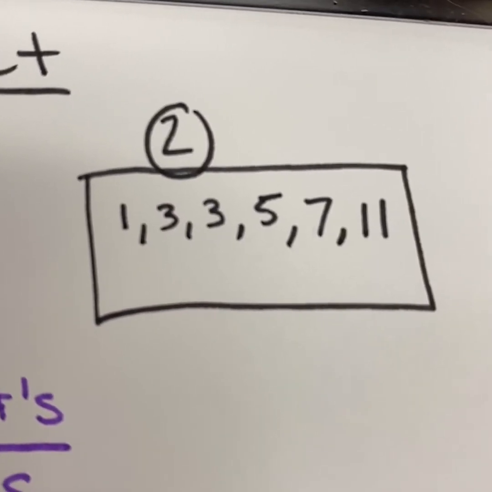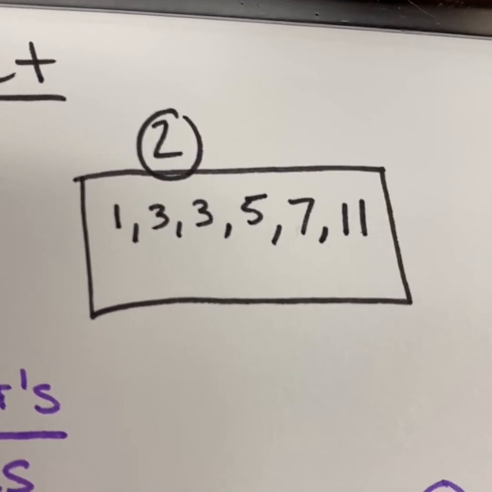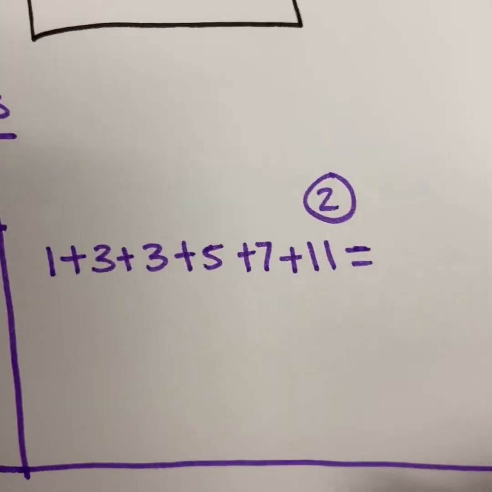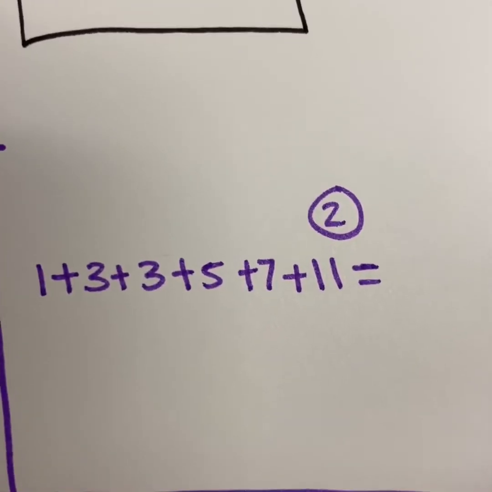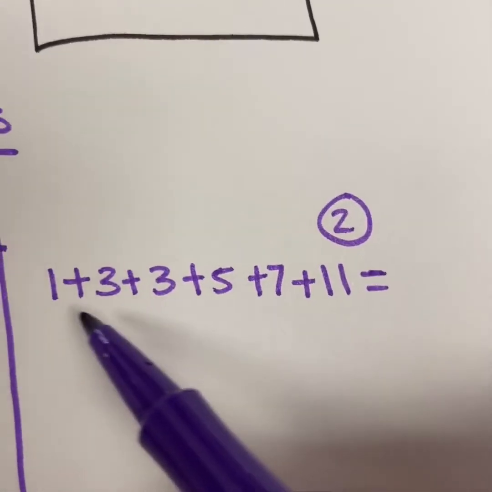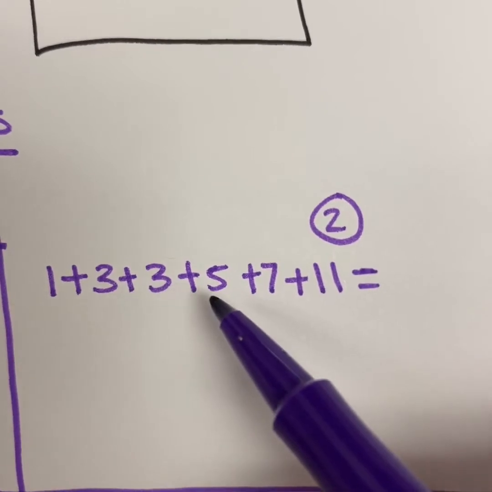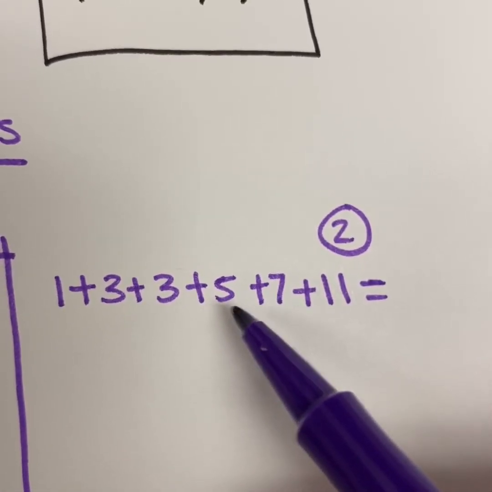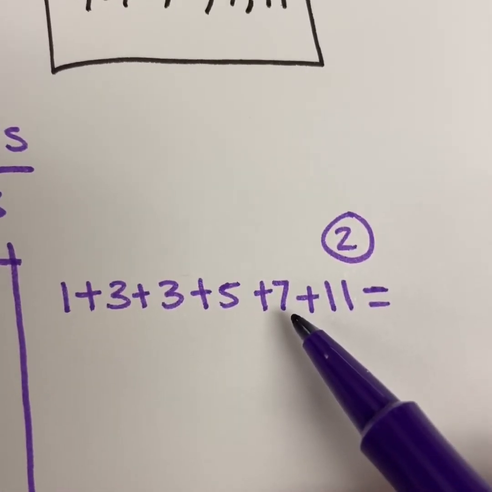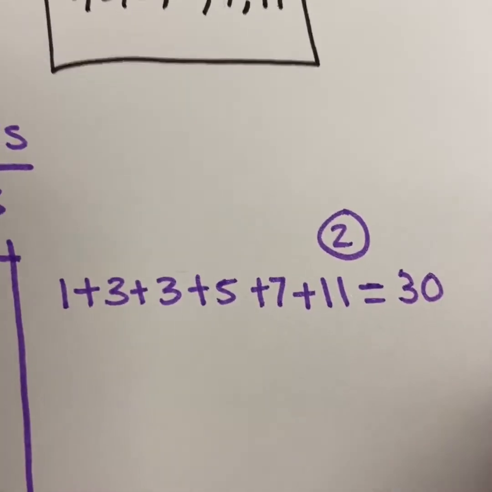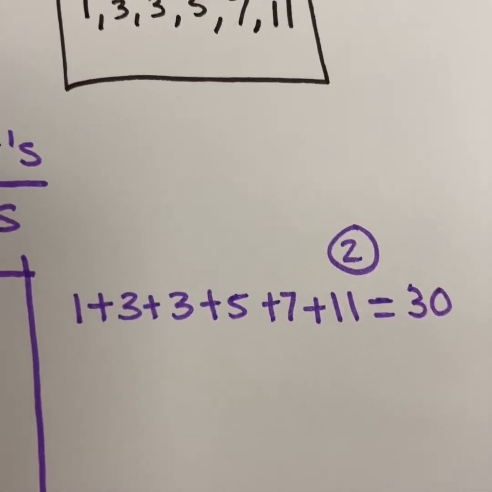Now let's take a look at the second data set. We have 6 responses this time, so that's going to change things a little bit. And also the numbers are different. So we have 1 plus 3, which is 4. 3 more is 7. Plus 5 would be 12. Plus 7 would be 19. Plus 11 would be 30. Got to work on those mental math skills.